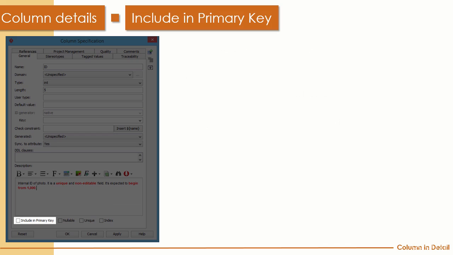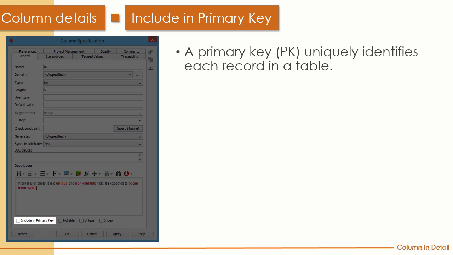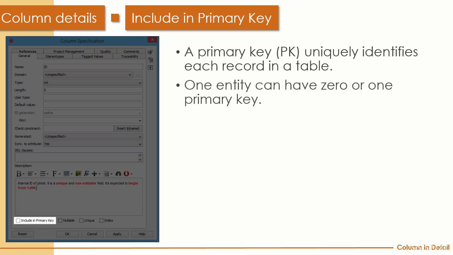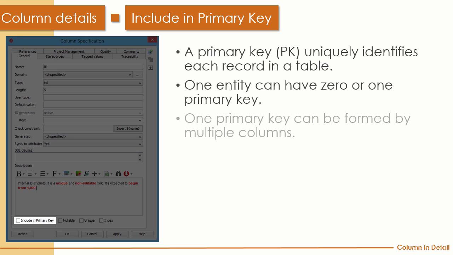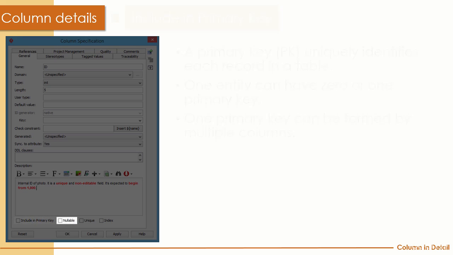Under the description box, we have 4 checkboxes. The first one is include as a primary key. The primary key is a unique identifying value for each record in the table. We will talk more about primary keys later on. One entity can have 0 or 1 primary key, and the primary key can be formed by multiple columns. So you can combine multiple columns to be a primary key, but each table only has 1 primary key.